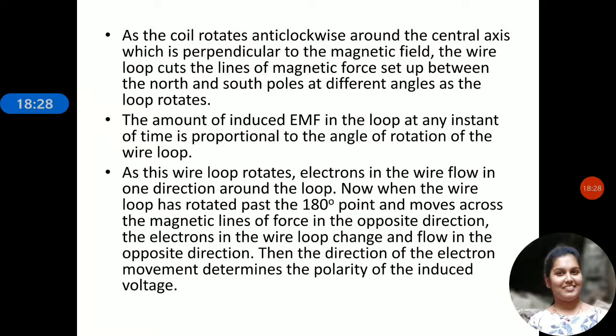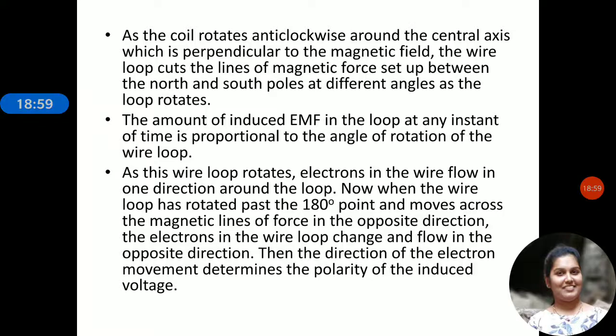Coming to the operation of the AC generator, as the coil rotates anti-clockwise around the central axis, which is perpendicular to the magnetic field, the wire loop cuts the lines of magnetic force set up between the north and south poles at different angles as the loop rotates. The amount of induced EMF in any loop at any instant of time is proportional to the angle of rotation of the wire, that is the conductor within the loop.